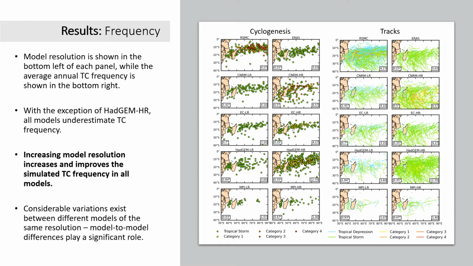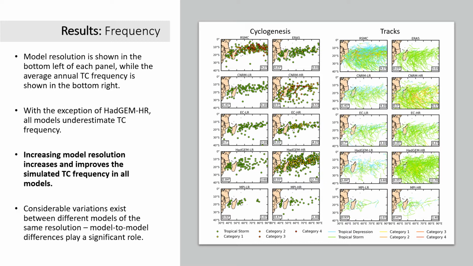With the exception of HAD-GEM-HR, all of the models and the reanalysis underestimate the tropical cyclone frequency. I think it's worth noting that at the same resolution, the events captured in ECHR only account for 34% of those captured in HAD-GEM-HR. So this highlights that although resolution is important, it's certainly not the only factor responsible for modulating the simulated frequency in this region. Model-to-model differences do play a significant role, and they require further investigation in future work.